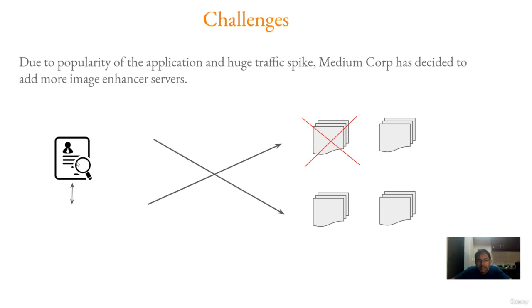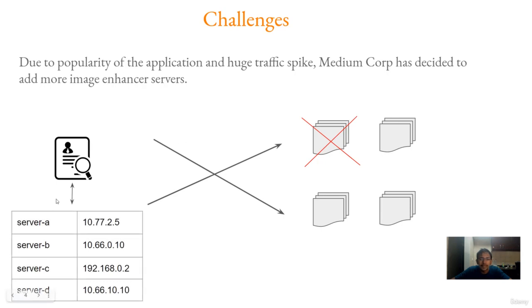For the image gatherer to discover the latest servers that are running, what needs to be done? A database needs to be created, or a configuration file with the relevant information needs to be created. In this case, you have a configuration file that contains four servers: server A, server B, server C, server D, and each server has its associated IP address. The image gatherer goes ahead and sends the images across each one of the IP addresses.